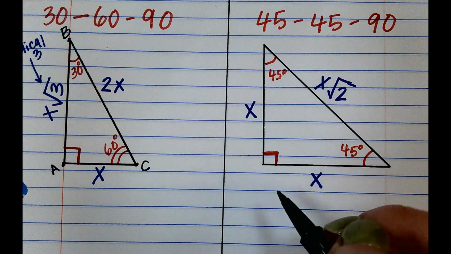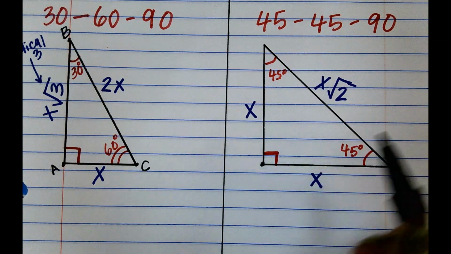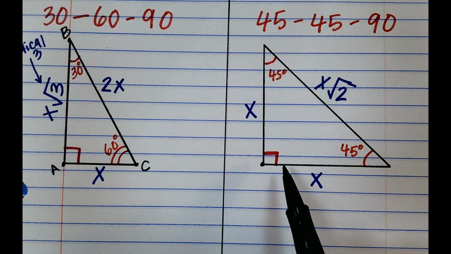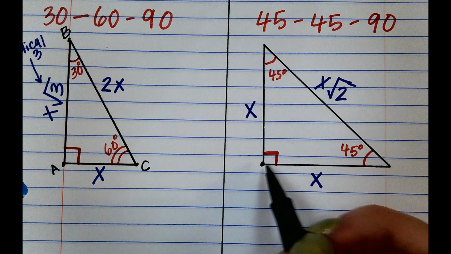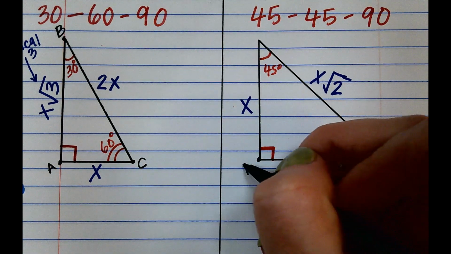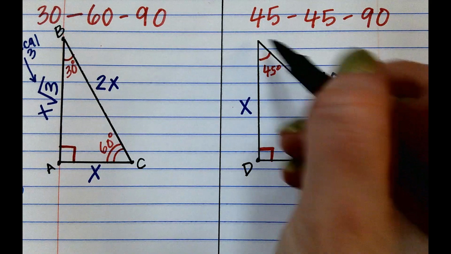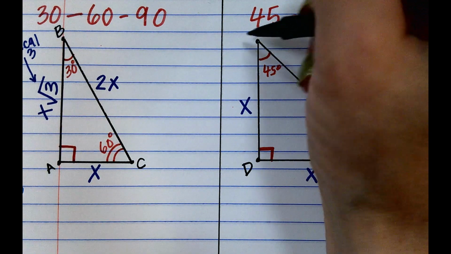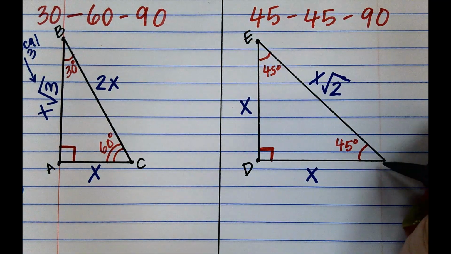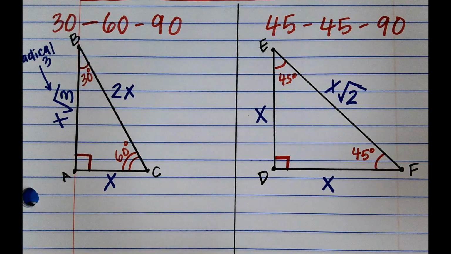And we'll give this one points as well. And we'll finish this before I give you a break. The point on the 90-degree angle is D. We'll call E the 45 at the top. And then F, the 45-degree angle at the bottom.